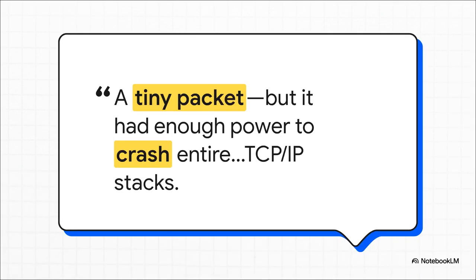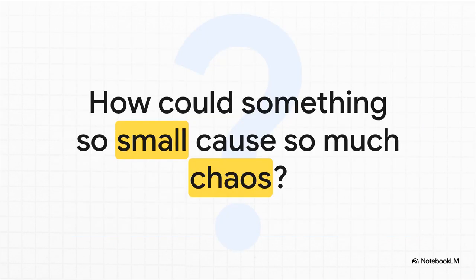So forget about massive data breaches and ransomware for a minute. We're talking about an era where the deadliest weapon was almost microscopic. Just a single broken packet of data sent across the wire with enough power to bring a server completely to its knees. And yeah, that is the big question, isn't it? How could something so seemingly insignificant cause so much chaos?